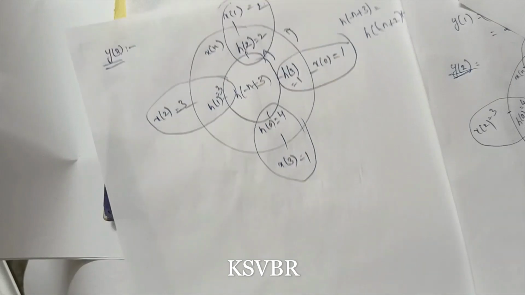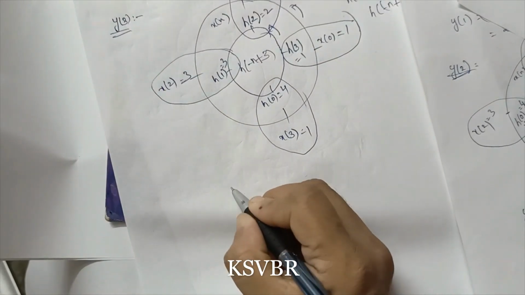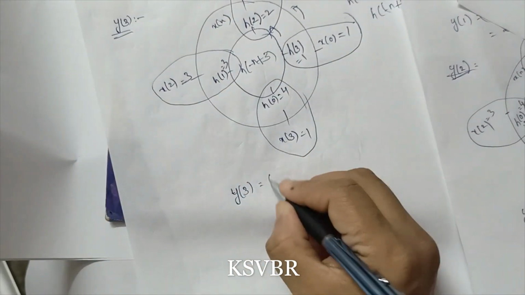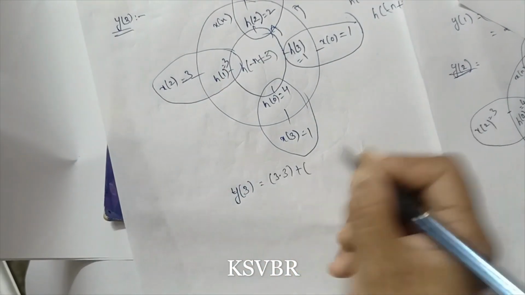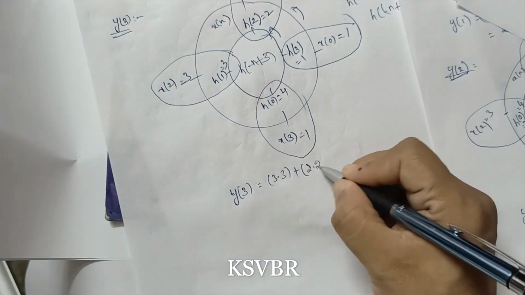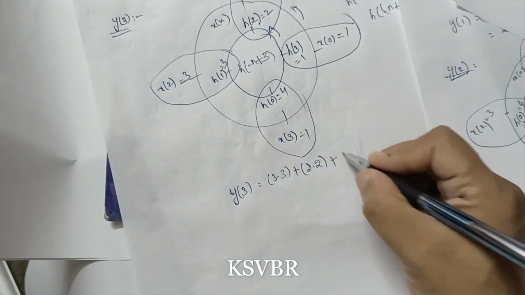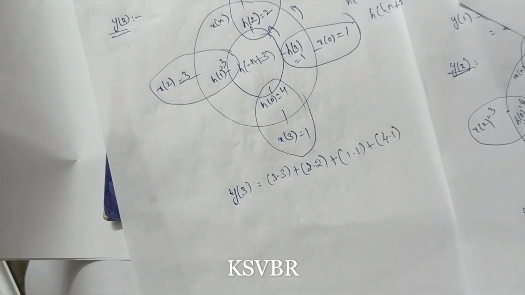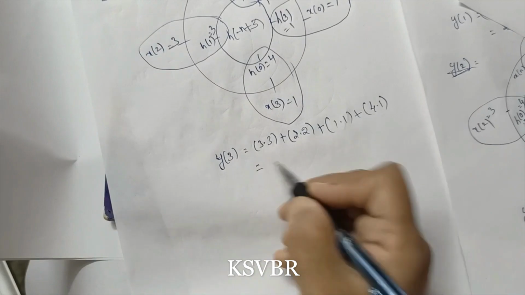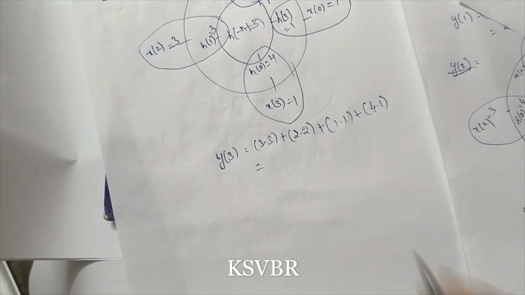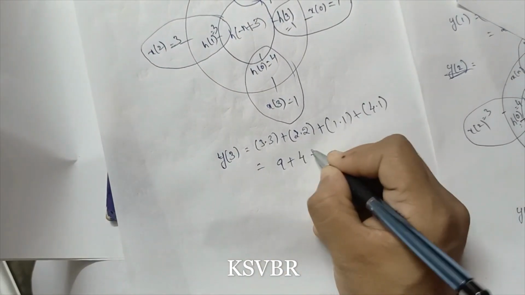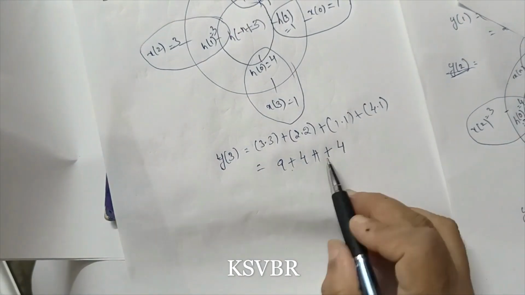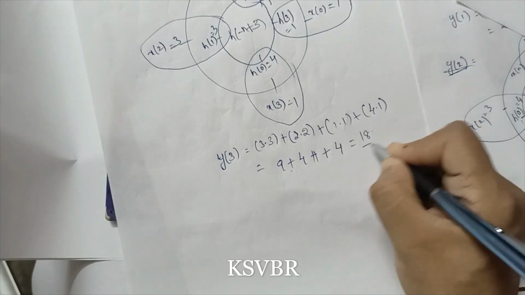Okay. So, after overlapping, y of 3 is equal to 3 into 3 plus 2 into 2 plus 1 into 1 plus 4 into 1. Okay. So, add everything and the result will be 9 plus 4 plus 1 plus 4. That means how much it will be? 10 plus 8, that is 18.